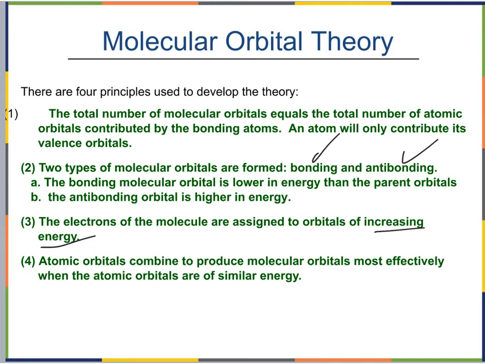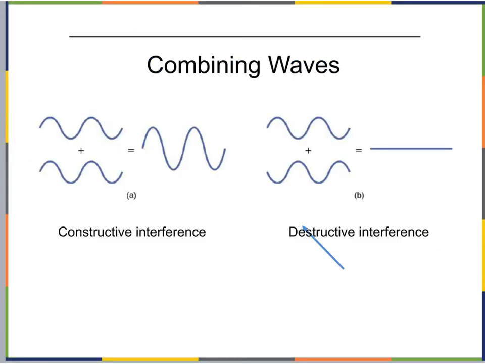Atomic orbitals combine to produce molecular orbitals, and it's most effective when those atomic orbitals are of similar energy. If you think about the valence levels in the same row, those are going to be the most effective. Not that they won't bond in others, but the most effective are going to be in the same row.